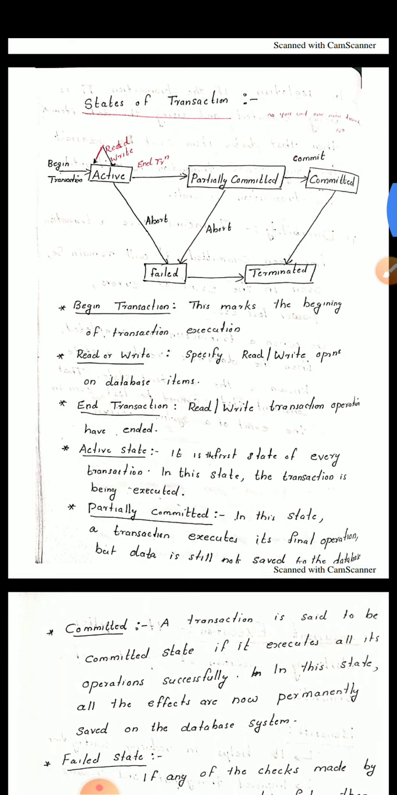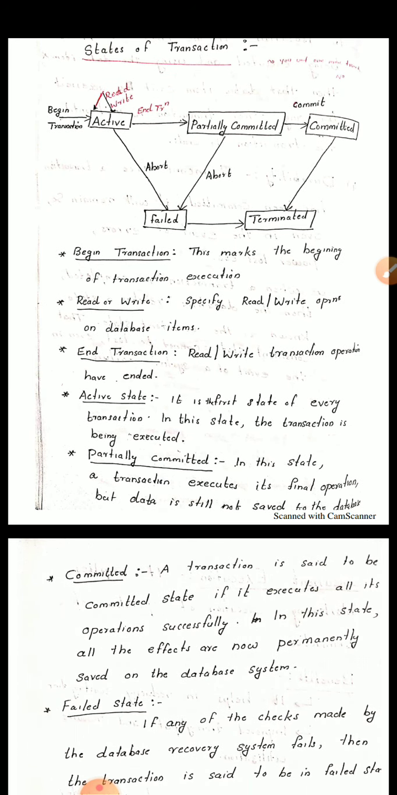And the next one is the active state. It is the first state of every transaction. In this state, the transaction is being executed. And partially committed means in this state a transaction executes its final operation, but data is still not saved to the database because of some failure, like power failure or hardware failure.